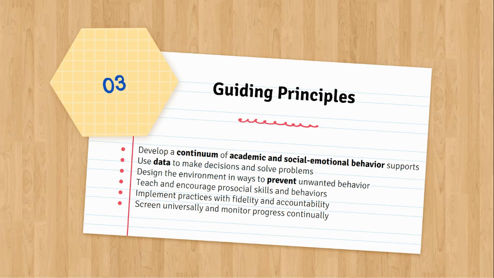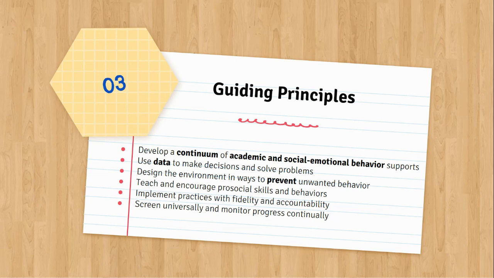And then we have even more intensive interventions and supports for a few students who may need a little bit more help overall. And so we have this continuum of being able to provide supports to students at an intensity and a frequency to help them meet the outcomes that we hope they achieve. And then we're using data to make decisions and solve problems.